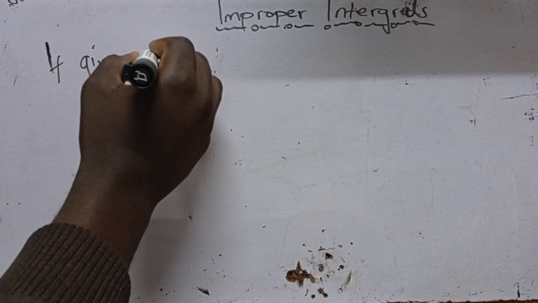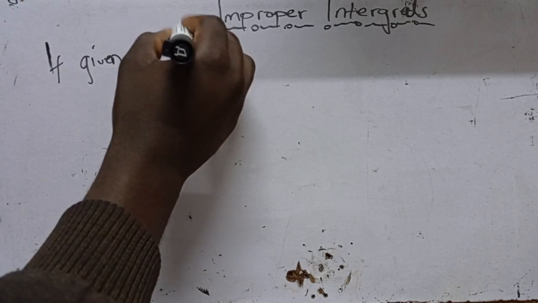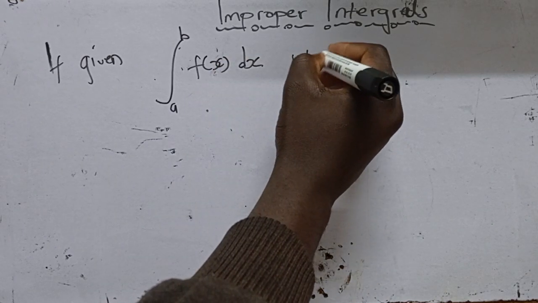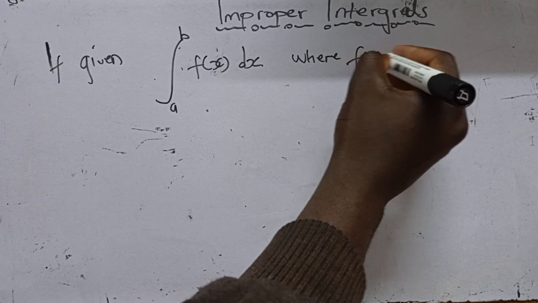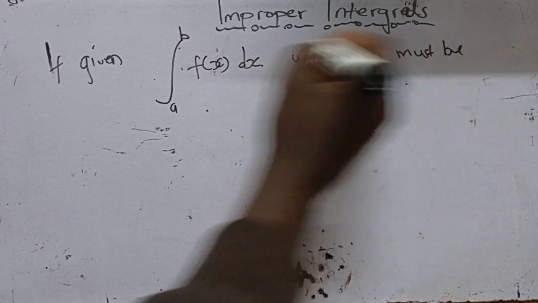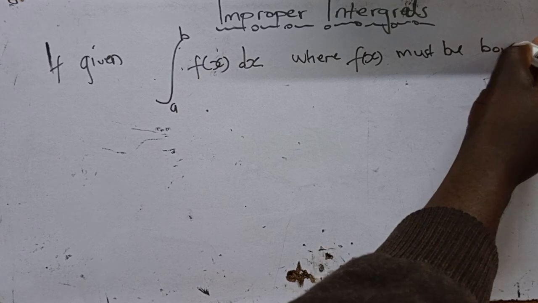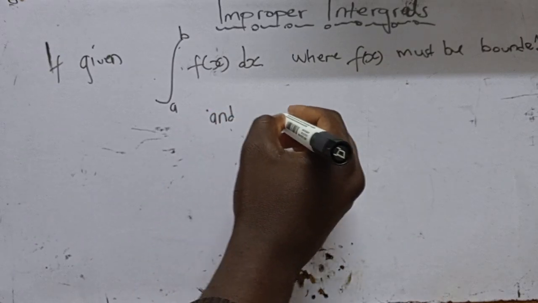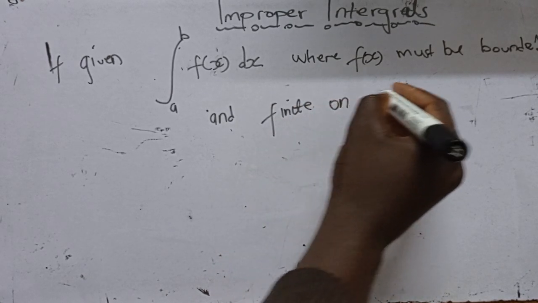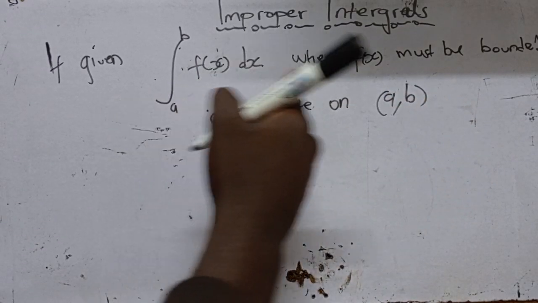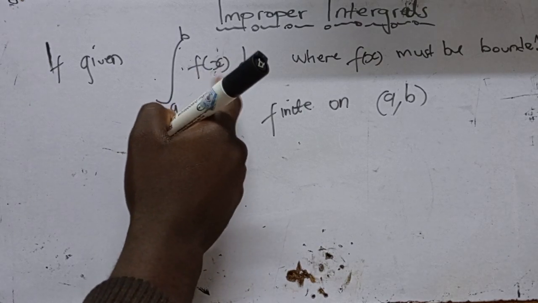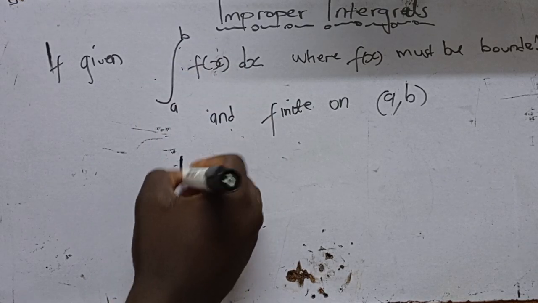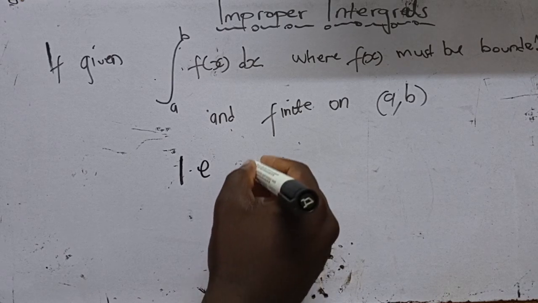Given that you have the integral from a to b of f(x) dx, where f must be bounded and finite on [a, b], where f(x) must be bounded and finite on these limits a and b.